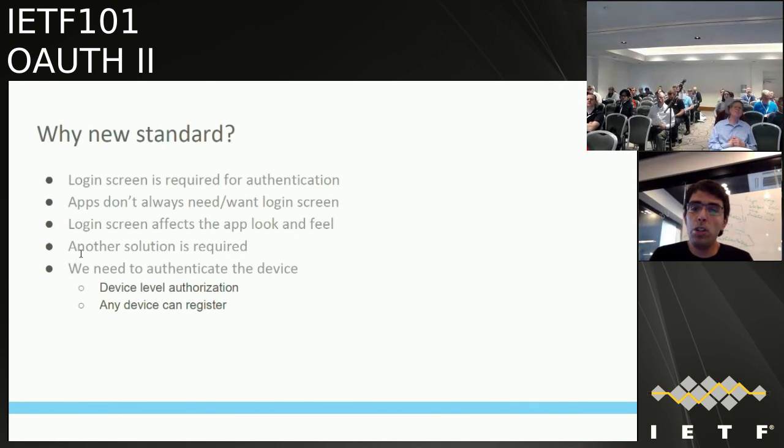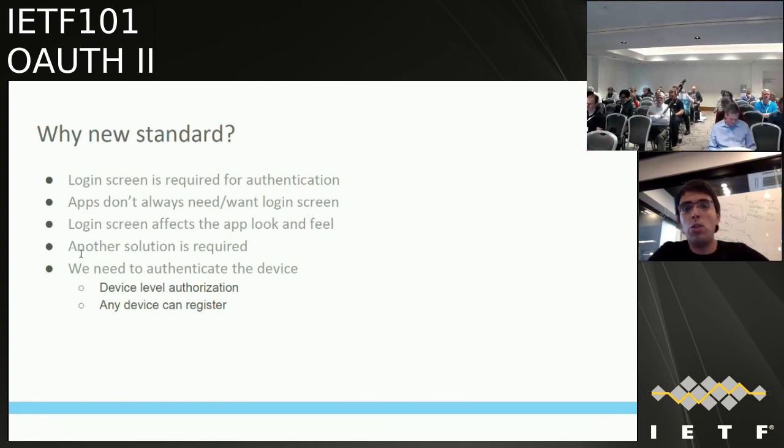When we started to work on our mobile application, we started to think about authentication. Usually, authentication on a mobile application is done with a login screen, either with authorization code or implicit flow or any combination of those. But apps don't always need or want a login screen because it affects how the app looks and feels, and it will affect how many users will actually complete the onboarding flow and start using your app.